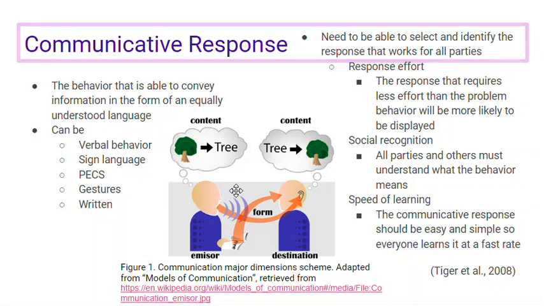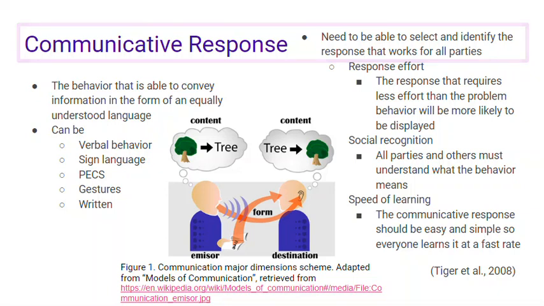It also needs to be socially recognized, as all parties and other people outside of the parties must be able to understand what the behavior means. And this also means that the speed at which the communicative response is taught has to be easy and simple so that everyone involved can learn it. So that means verbal children can learn it, nonverbal children can learn it, etc.